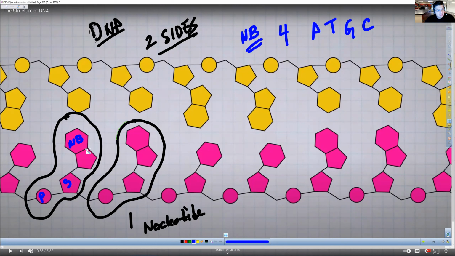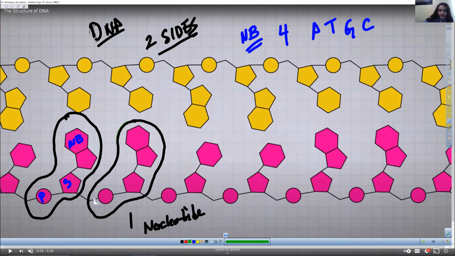But as you can see, how is this nucleotide connected to this nucleotide? How are they connected? Just look at the diagram. Just look at it. What part of this nucleotide is connected to this nucleotide?